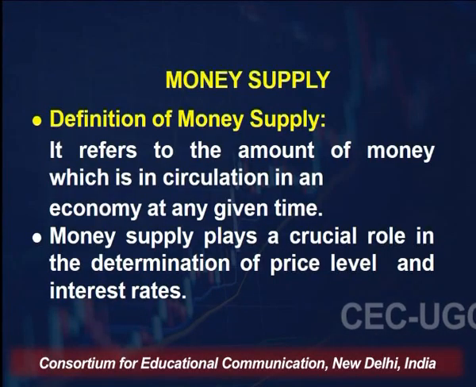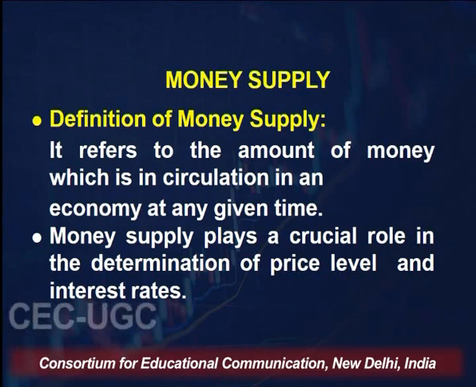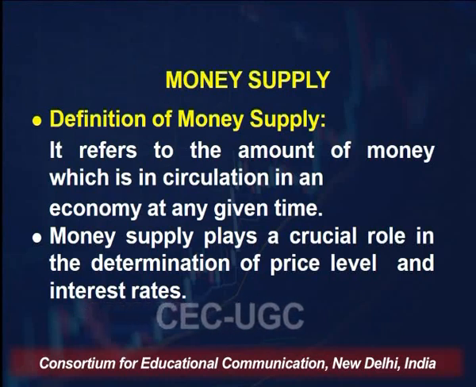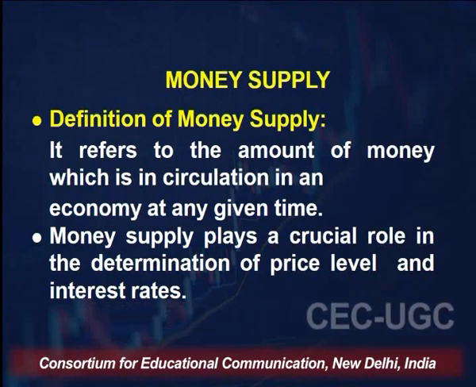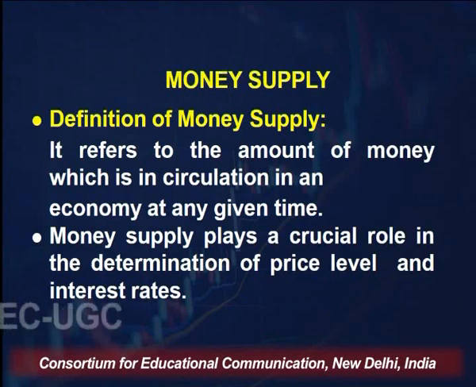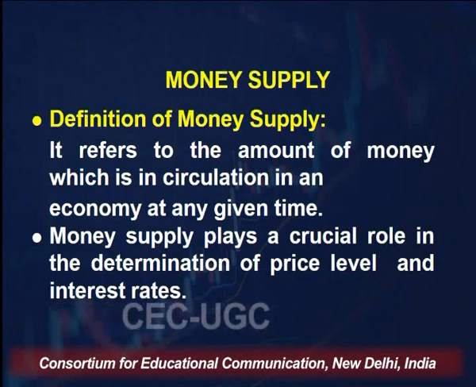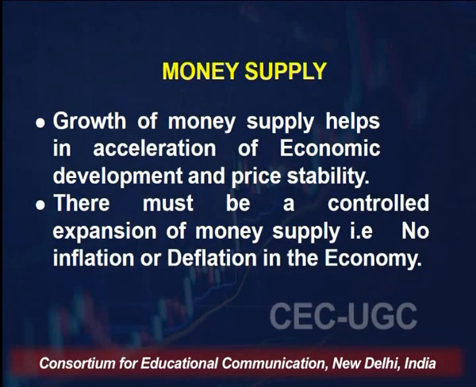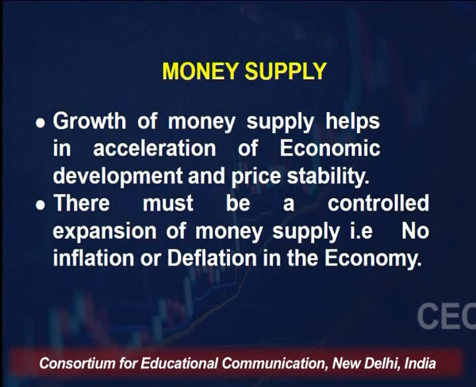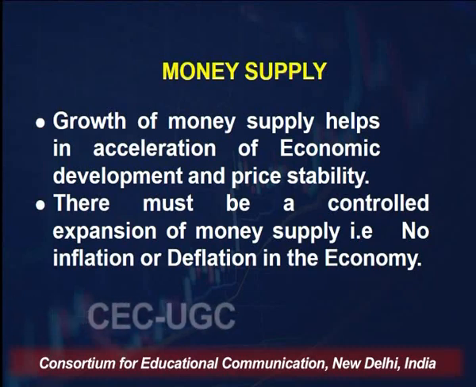So money supply, how do we define money supply? It refers to the amount of money which is in circulation in an economy at a given point of time. Money supply plays a crucial role in the determination of price level of the commodities and the interest rate, which is known as the cost of money or price for money. Growth of money supply helps in acceleration of economic development and price stability.